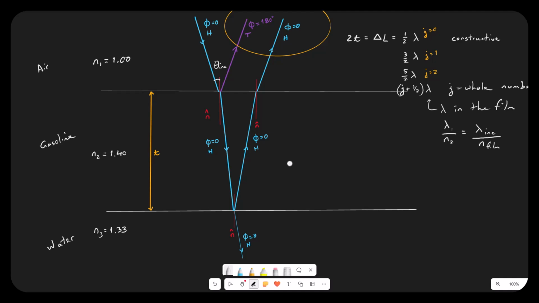I'll do a couple examples of this in a separate video. For right now, that means I've got double the thickness equals j plus a half times wavelength over n2, or 2 times the thickness times the index of refraction of the film equals j plus a half times the incident wavelength. That is going to be my equation for constructive interference.